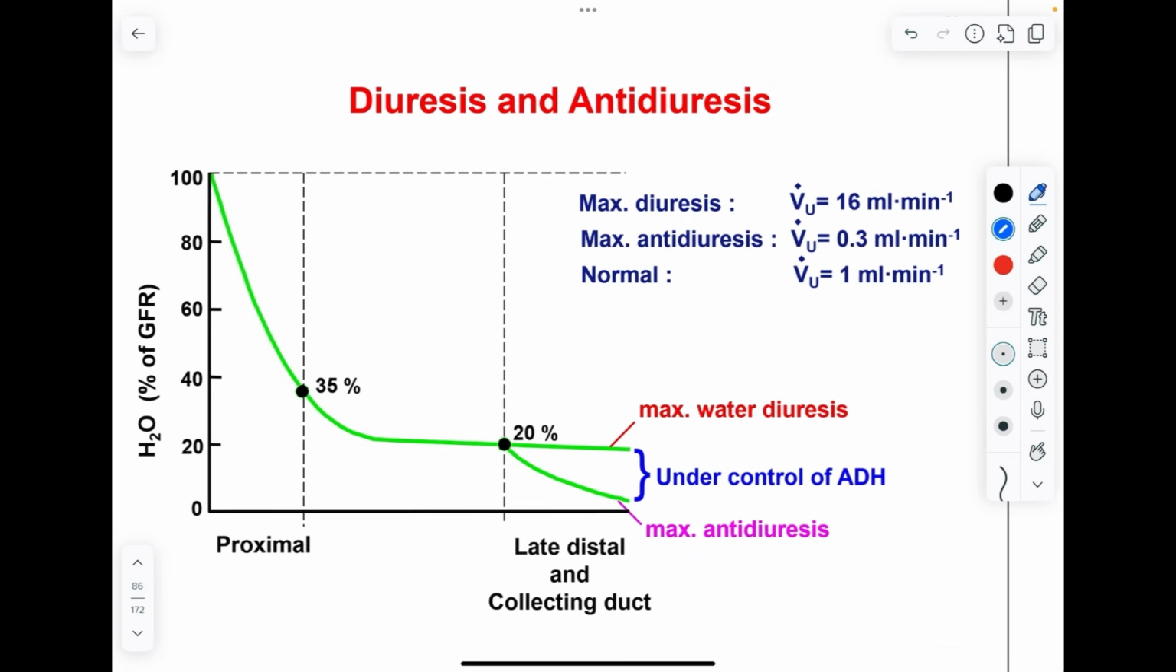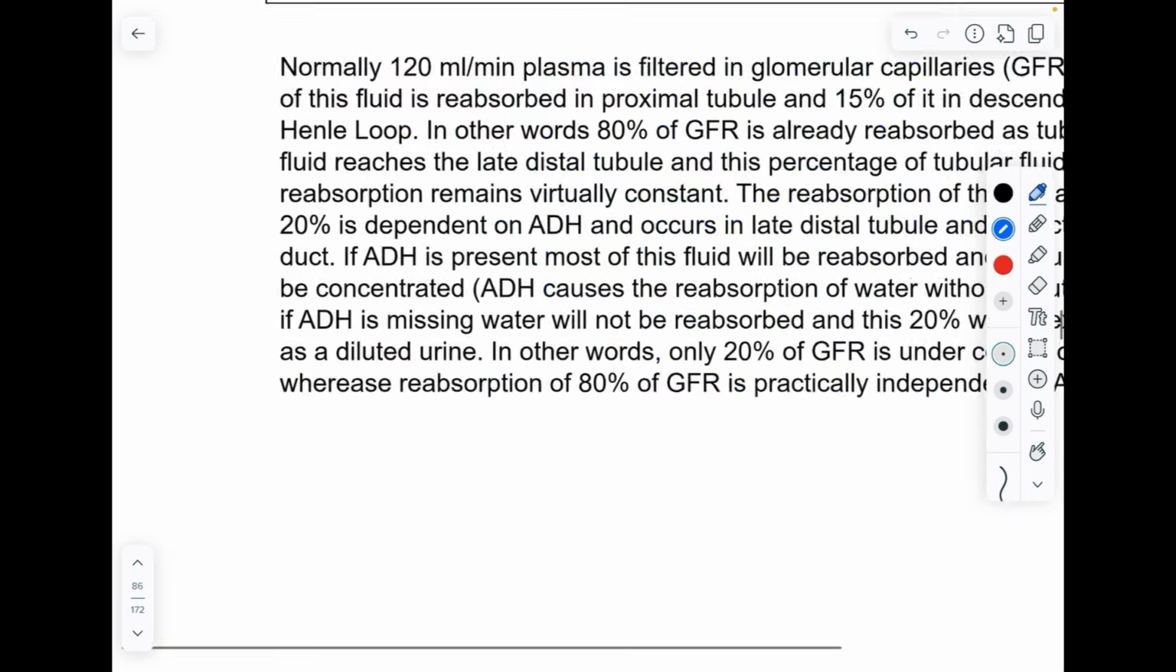Same thing here. Only 20% of water is reaching the late distal tubule and collecting duct, and that 20% is what's under the ADH hormone control. So if we have ADH, it could go to as low as this, because you reabsorbed all of the water. Or if you do not have ADH, all of the 20% left from water will be excreted.